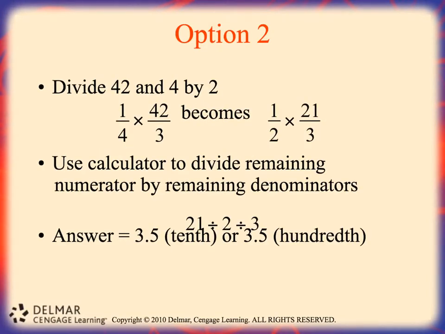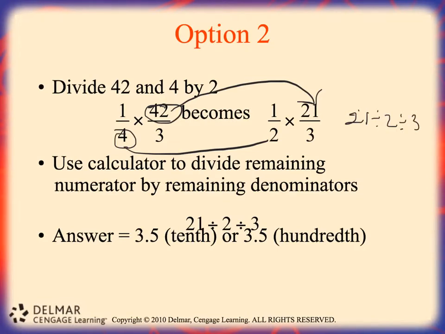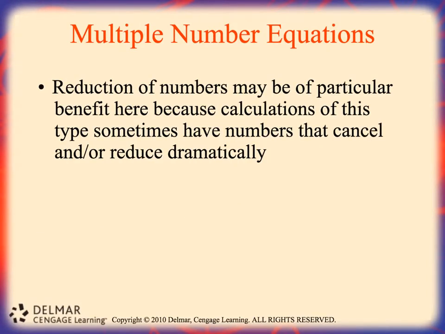Here's another example of reducing the fraction and then using the calculator to divide the remaining numerator by the remaining denominators. So they've reduced, 2 goes into 4 2 times, and 2 goes into 42 21 times, and then you end up with 21 divided by 2 divided by 3, or you could do 21 divided by 6. Again, this slide just emphasizes the fact that oftentimes you can reduce your large numbers dramatically by just reducing the fraction, as we've just done. And so that just makes the numbers easier to work with.